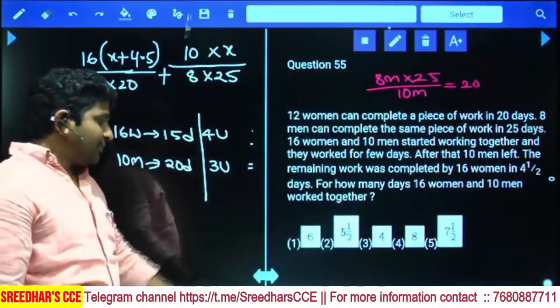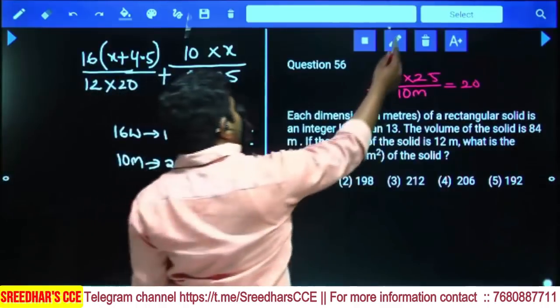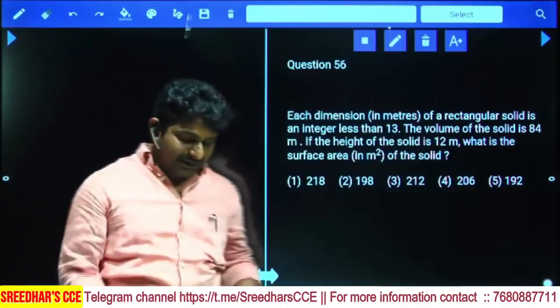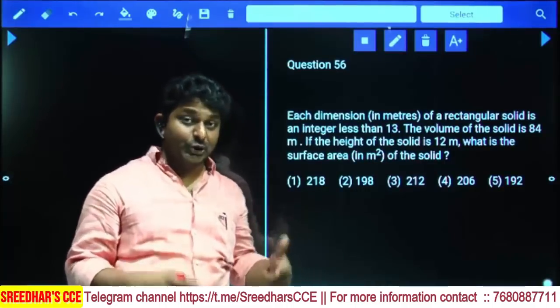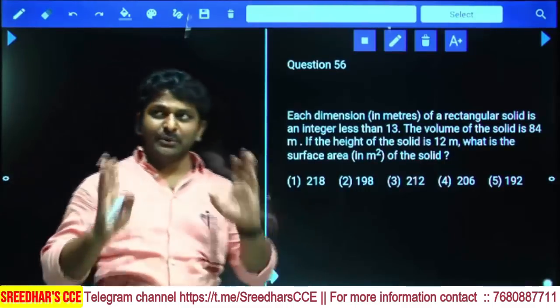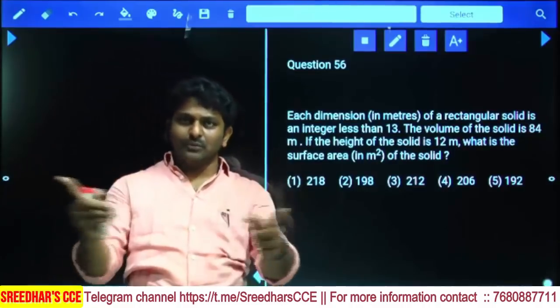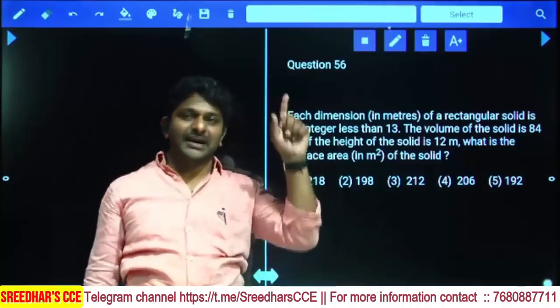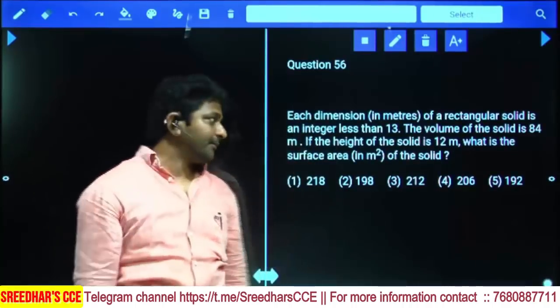Personally, I like the units method only. Each dimension of a rectangular solid, in the sense that it is a cuboid. So you can assume your room. Consider your room definitely has different length, breadth, and height, so that is in the form of a cuboid.